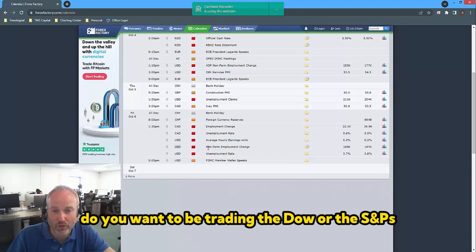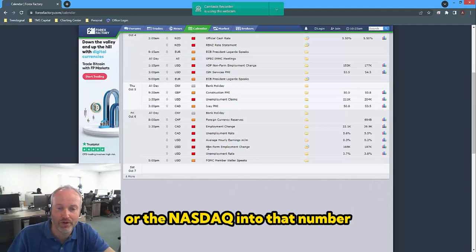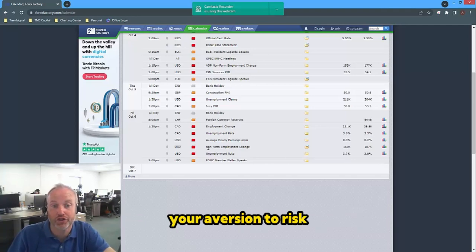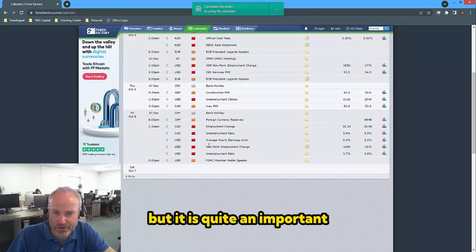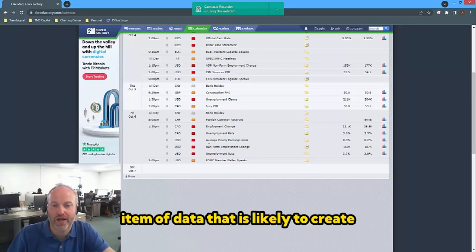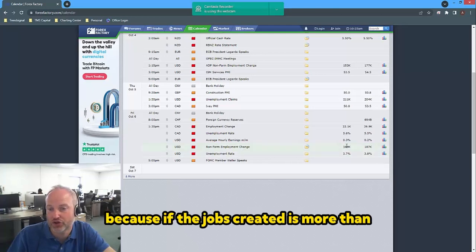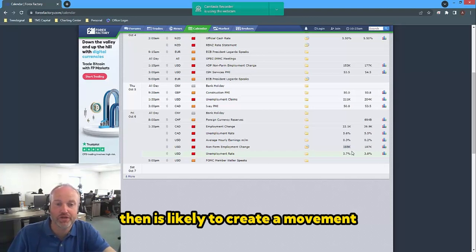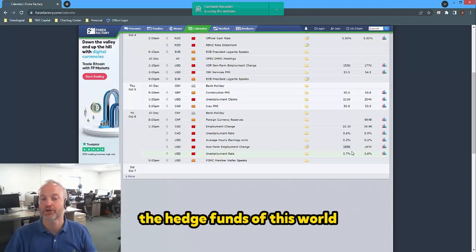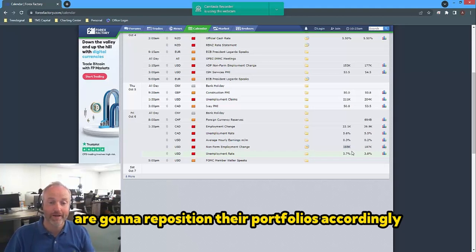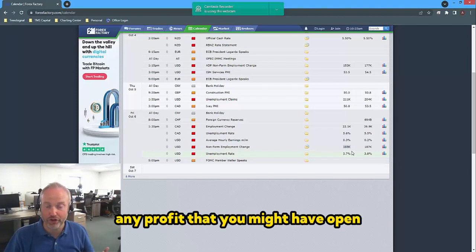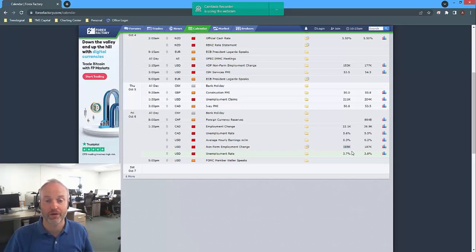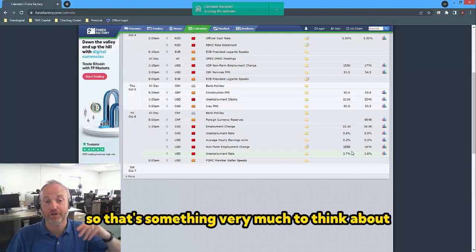Do you want to be trading the Dow or the S&Ps or the Nasdaq into that number as a swing trader? Possibly not. That's a decision that you would have to make based on your aversion to risk. But it is quite an important item of data that is likely to create some movement in the market, because if the jobs created is more than or lower than that number, then it's likely to create a movement. The big pension funds, the hedge funds of this world, are going to reposition their portfolios accordingly, and that could lead to any profit that you might have open suddenly being wiped out, and it's kind of in the lap of the gods in many ways. So that's something very much to think about.